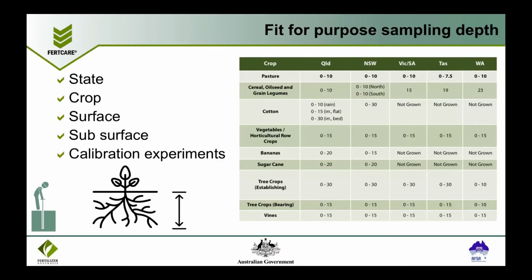What you find in the guide is some tables that show you by state of various crops and pasture systems and the recommended depths of sampling within each state for taking either surface or subsurface soil samples. And these are often based on calibration experiments that have been done in the likes of the Better Fertilizer Decisions for Pastures and cropping type programs.